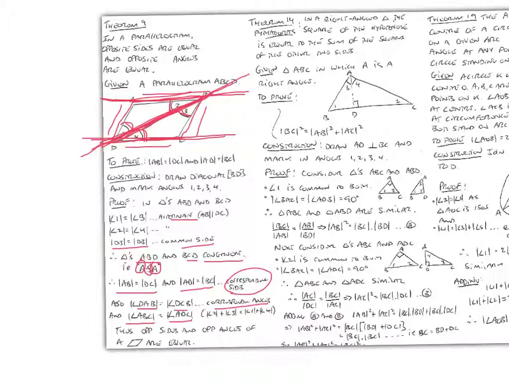the angle ADC, because angle 2 plus 3 is equal to 1 plus 4. So that must mean that the opposite sides and opposite angles of the parallelogram are equal.